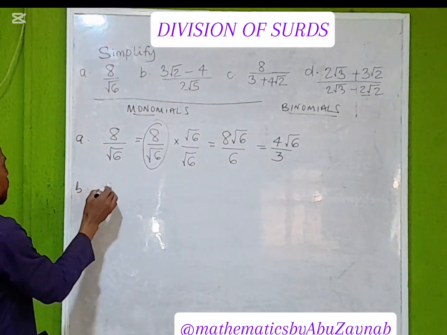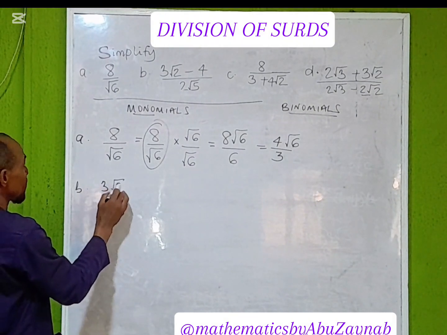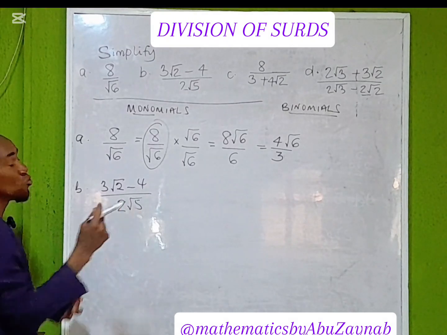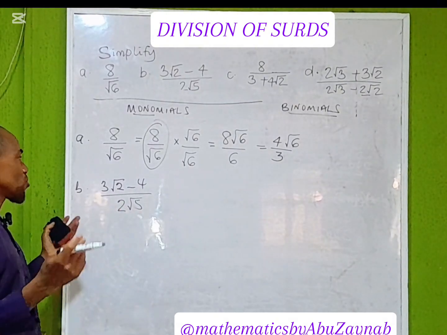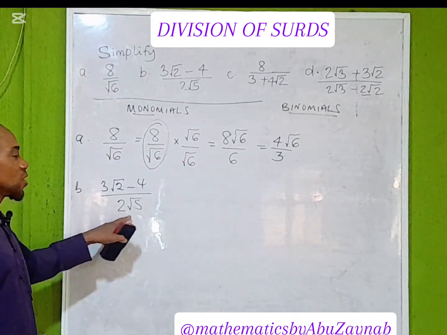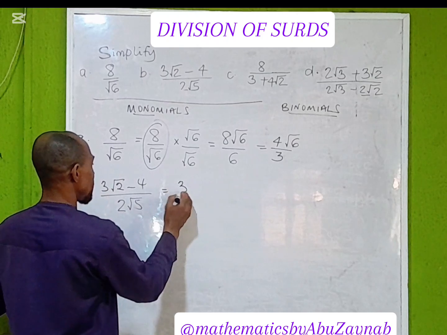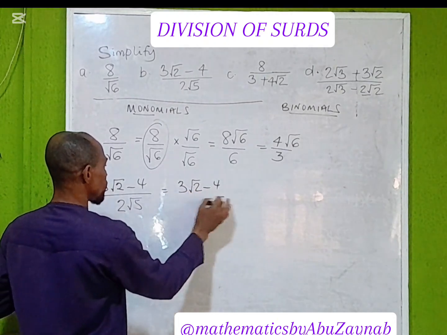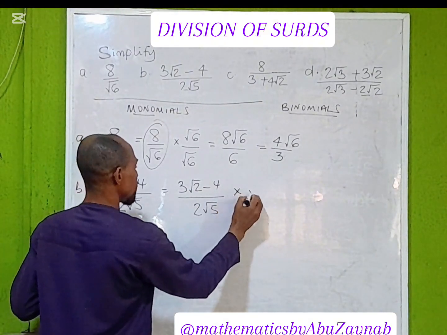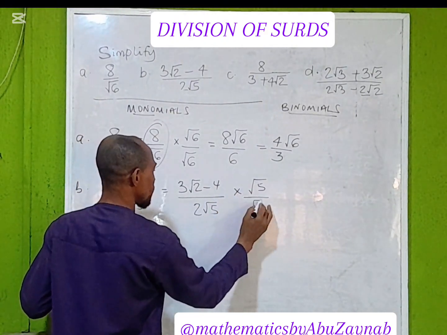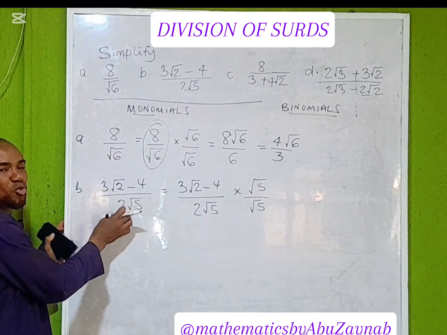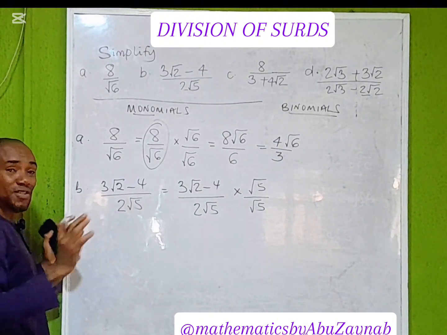Then B, we got a different variant, which simply means we have root at the numerator. As I said earlier, we have no problem with the root at the numerator. Our challenge is the denominator. So, similarly, to get rid of this, all we need to do is to simply multiply the numerator and denominator with the value we seek to eradicate, which in this case is root 5. We don't have to include the 2. It's root 5 that we seek to remove.